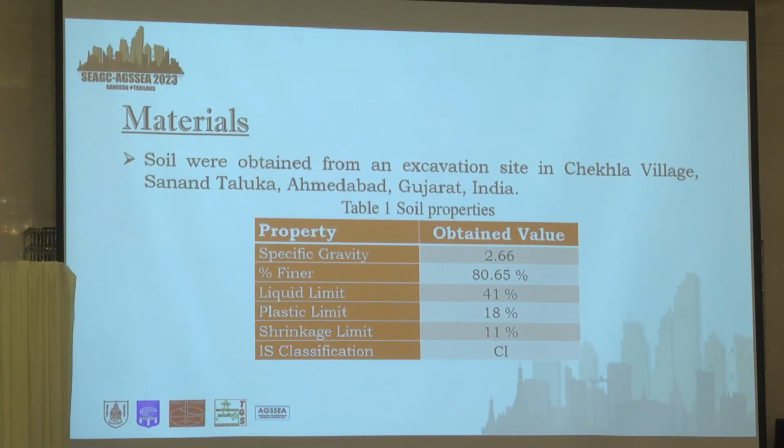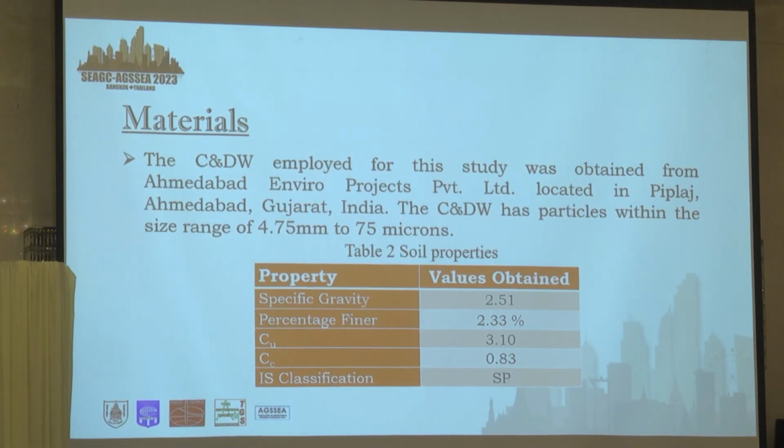My main purpose is to stabilize the intermediate plasticity clay, which is classified as CI soil as per the IS classification. The construction and demolition waste is procured from Enviro Project Private Limited, which is the company which collects the construction waste, sieves it and uses it as a concrete material. The properties obtained are shown in the table. I am using the construction and demolition waste as sand size.